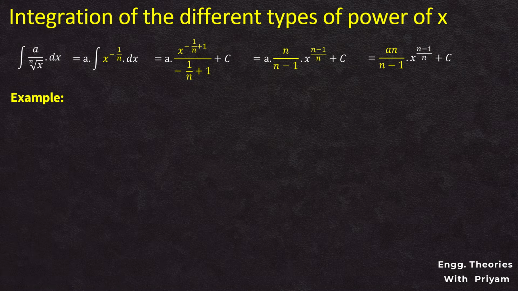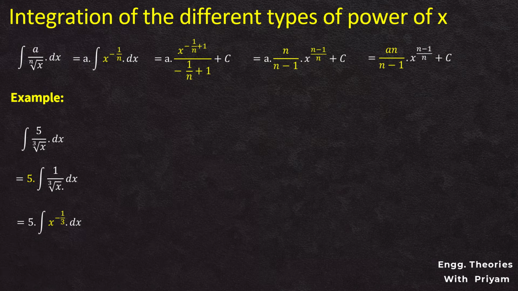Let's take an example based on this formula. Let's say we need to integrate 5 divided by cube root of x with respect to x. At first we will take 5 out of the integration, and this cube root of x can be written as x to the power minus 1 by 3. Then the integration will look like 5 into x to the power minus 1 by 3 dx.